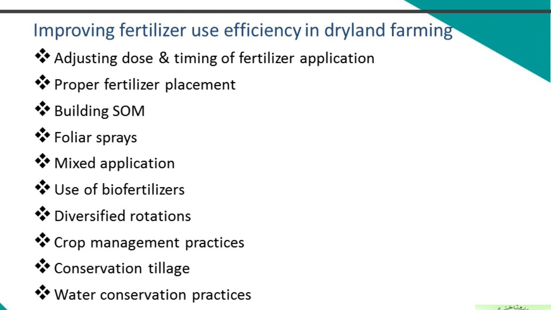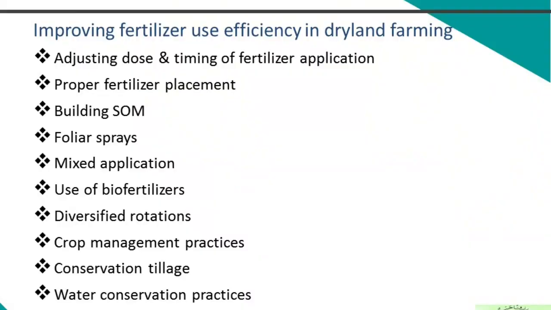Biofertilizers can be used for improving the symbiotic nitrogen fixation in pulse crops, and diversified rotations, which include both leguminous and non-leguminous crops, and both shallow rooted and deep rooted crops, improve the efficiency of fertilizer uptake and its conversion into marketable yield. Crop management practices such as balanced use of fertilizers, proper irrigation, maintaining optimum plant density according to soil and climatic conditions must be followed to improve fertilizer use efficiencies.